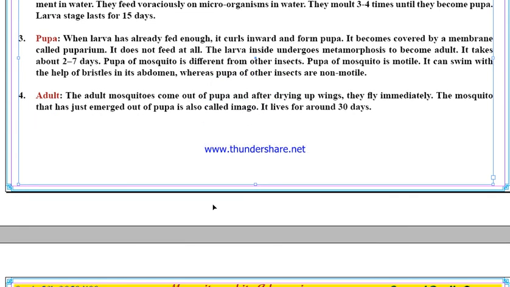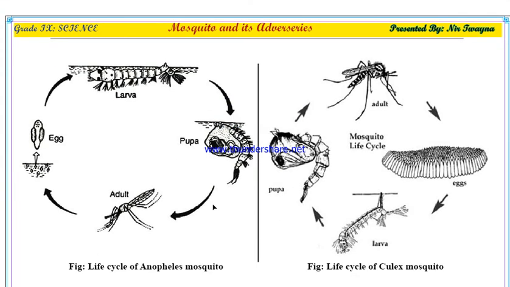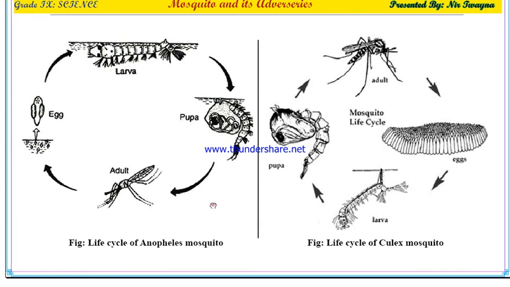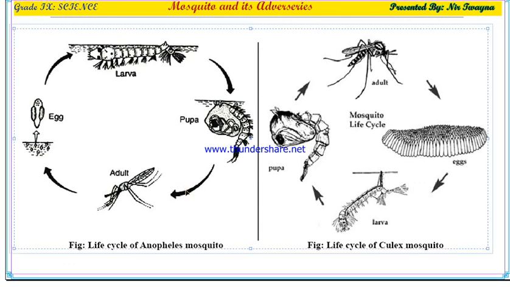Just write the note and then copy this diagram. Okay, this is diagram of life cycle of Anopheles mosquito, and this is diagram of life cycle of Culex mosquito. You need both. Okay, I suggest you pause the screen or you take the screenshot. You can do any. Pause the screen, copy this diagram, or take the screenshot and copy this diagram.